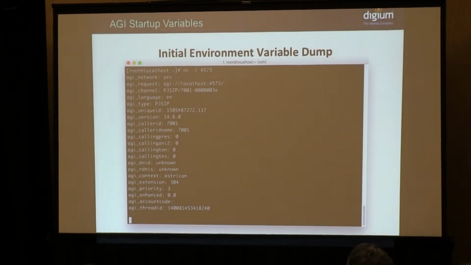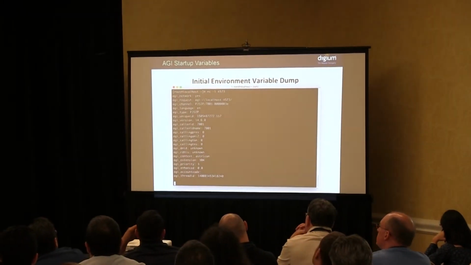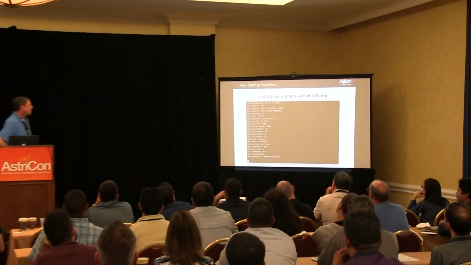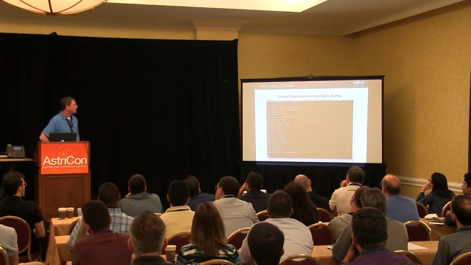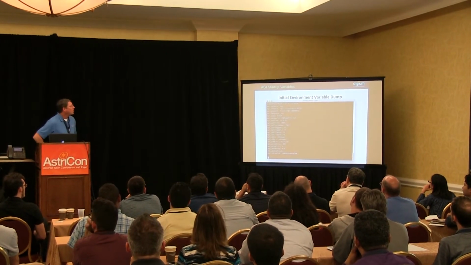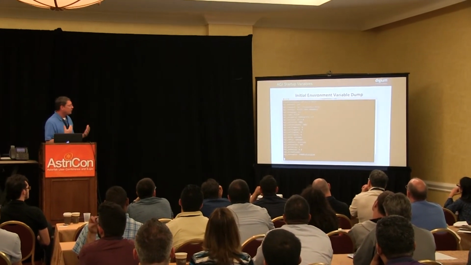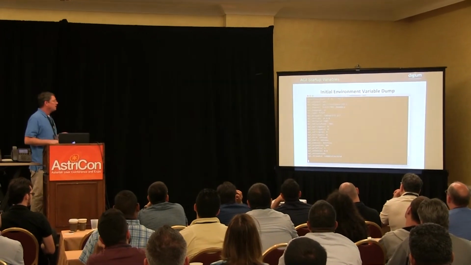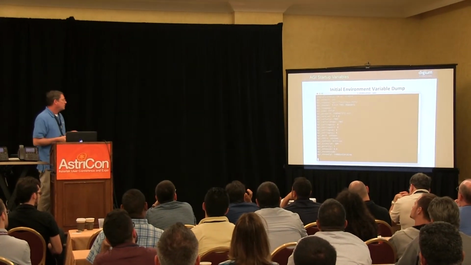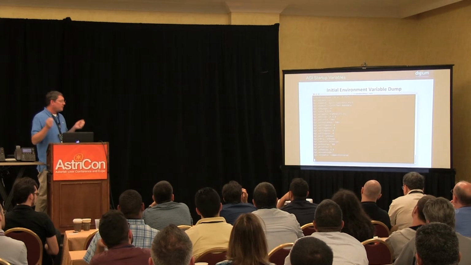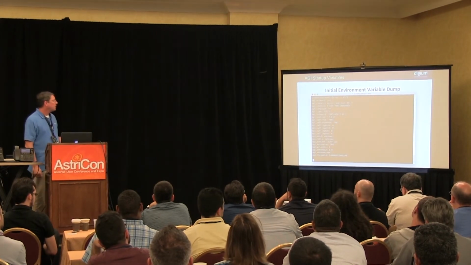And I talked earlier about the initial environment variables that get sent across. This is an actual list of the environment variables that are sent, like what the AGI request was, whether or not it was a network AGI, what type of channel it is, it's PJSIP, the unique ID of the call, and various other things.